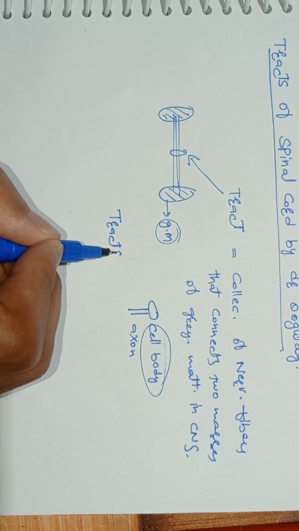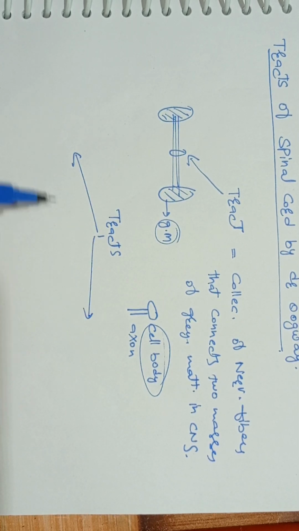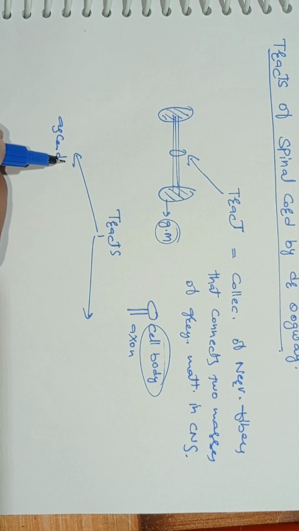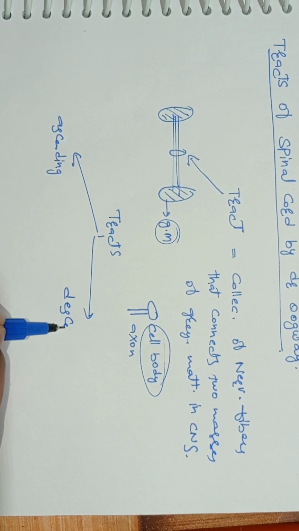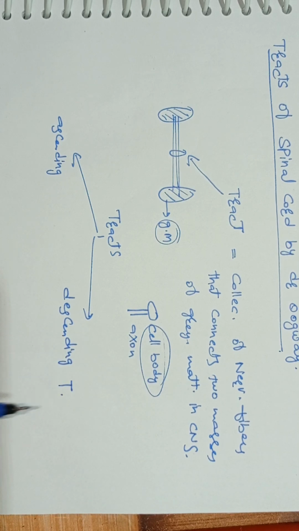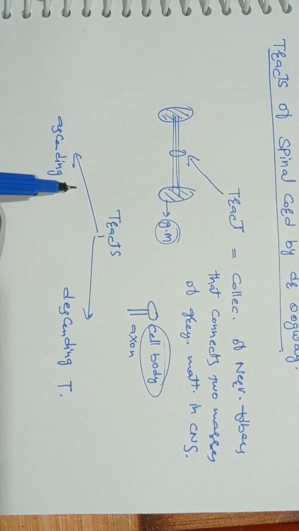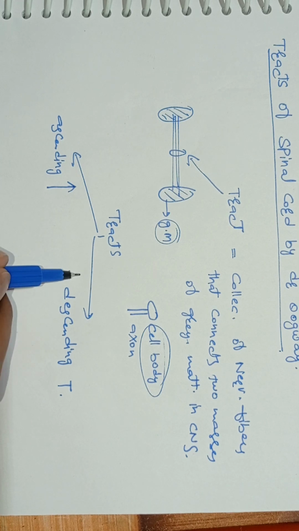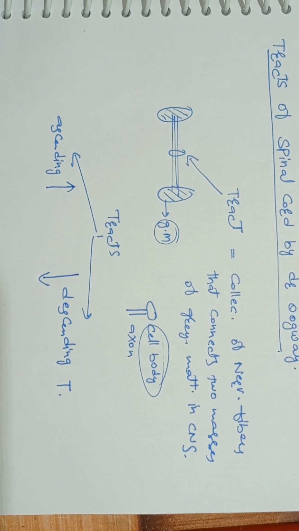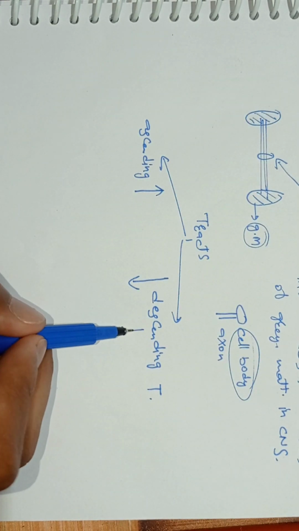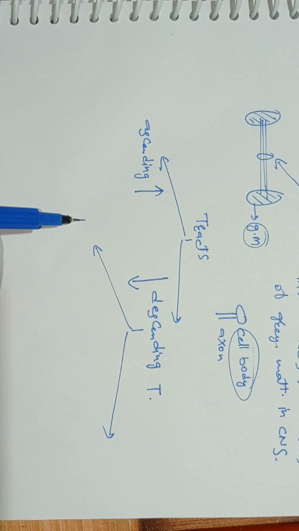Moving forward. These tracts are of two types: ascending tracts and descending tracts. Ascending tracts, as the name suggests, go towards the brain, from the spinal cord towards the brain, bottom to top, while descending tracts start from the brain and go down. So descending tracts are top to bottom tracts, and ascending tracts are bottom to top tracts.